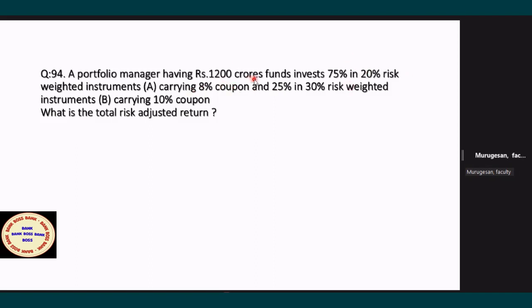That is why people read the question, sir, what is this 75, sir? What is this 20, sir? What is this 8, sir? So many percentages, don't get confused. Slowly, you look at the question. You are having 1,200 crore. Now you have to invest in two instruments. What are the two instruments? One is 20% risk, but 8% return. Another is 30% risk, but return is 10%. Now the first question is, what is the total risk adjusted return? After adjusting, first how much is investing, we'll see. 1,200, no.